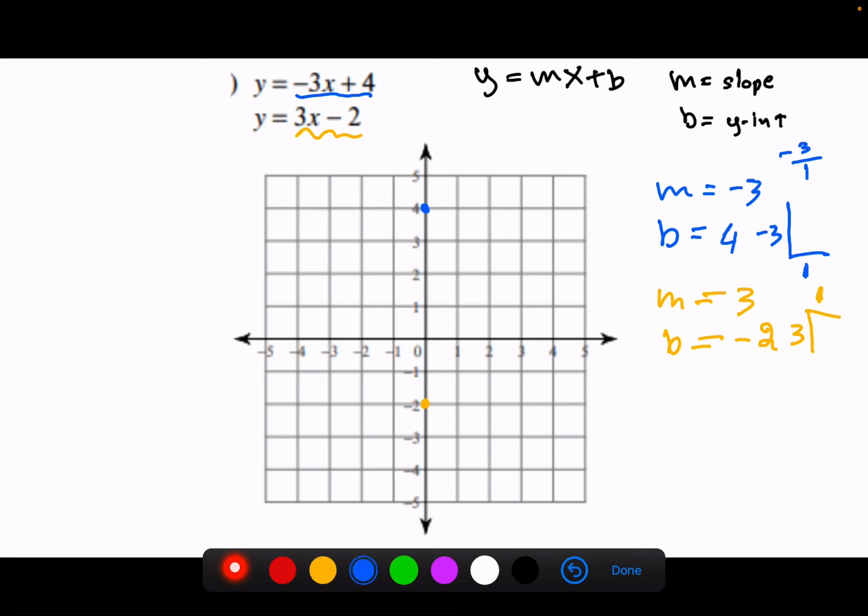So let's go ahead and start sketching this. I'm going to start with the blue. We're going to go down 3, so 1, 2, 3, and then right 1. Again, 1, 2, 3, and then right 1. And finally again, 1, 2, 3, and then right 1.